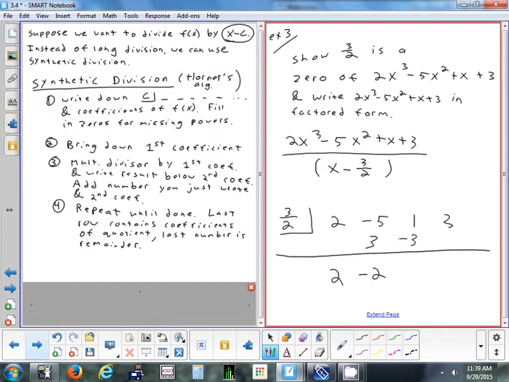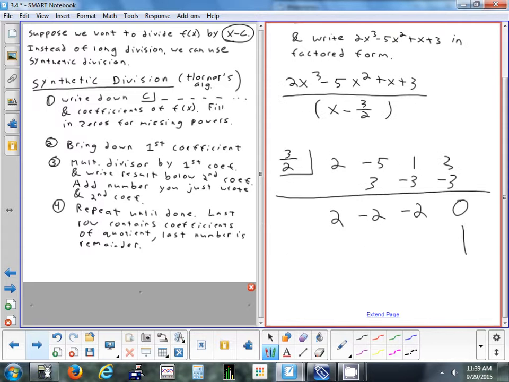-3. What's -3 plus 1? -2. They don't always come out to 2's and -2's. It's just the way this one's working. And remember, we're hoping to get a remainder of what? Hoping to get a 0. What's 3 divided by 2 times -2? And what's 3 take away 3? 0. All right? So this number is your remainder. The number farthest to the right is your remainder.